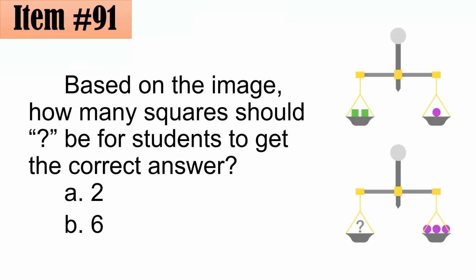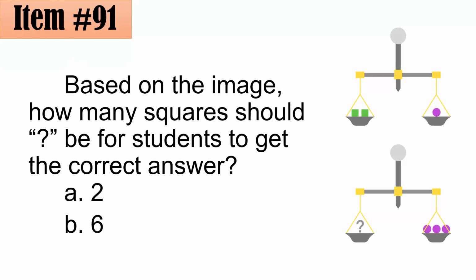91. Ito naman po. Based on the image, how many squares should the question mark be for the students to get the correct answer? Is it 2 or is it 6? Tingnan po ninyo, ha? Dagdag man si X ng 3, magkatimbang pa rin sila. Ay, grabe. Grabe yung hugot na to, Ma'am Mary Kate. Ikaw na. So ito po, dalawang squares, isang bilog. Kung tatlong squares or tatlong bilog, ilang squares? Is it 2 or is it 6?